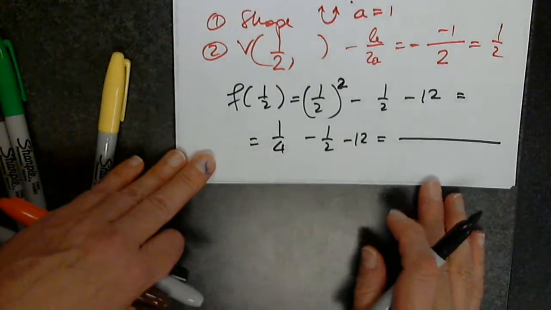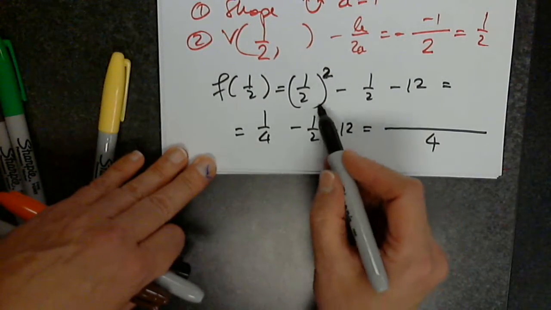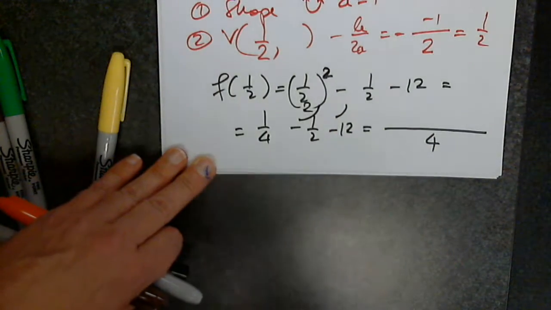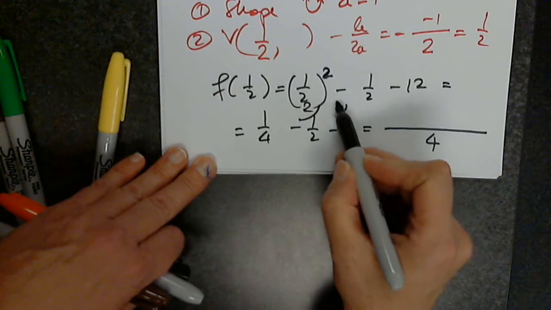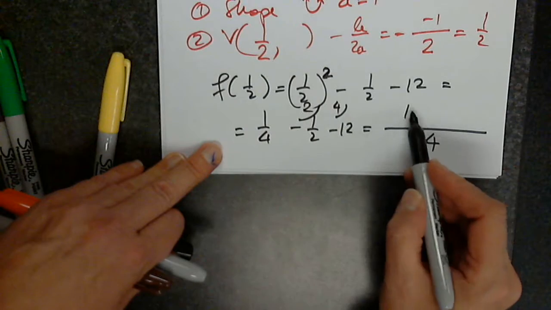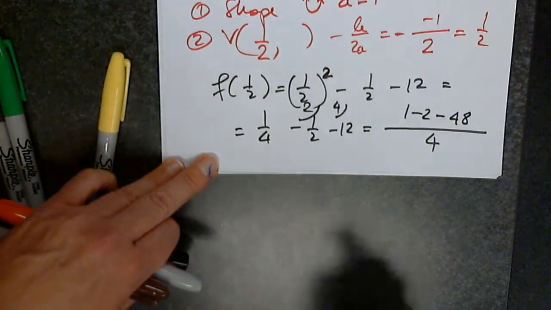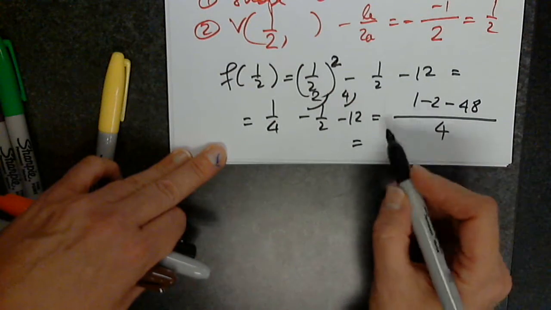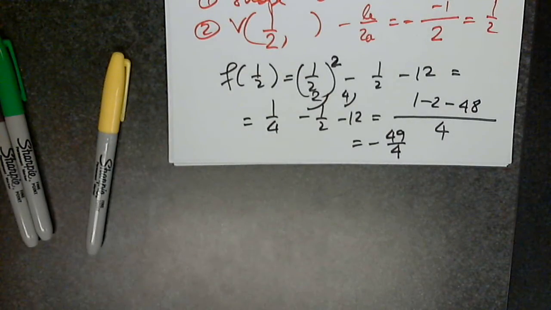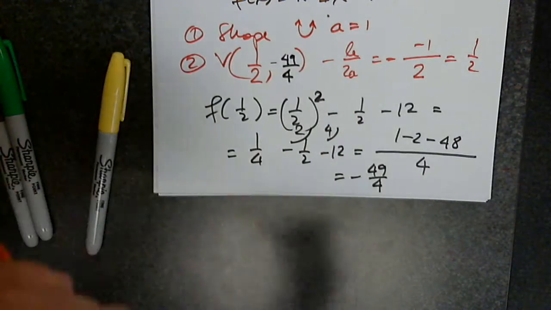What is the least common denominator? Very good. Adjustment for the second fraction? 2. Adjustment for the third fraction? 4. So what should I write at the top? 2 minus. So then, this is negative 50 plus 1 is negative 49 divided by 4. So the y coordinate is negative 49 divided by 4.